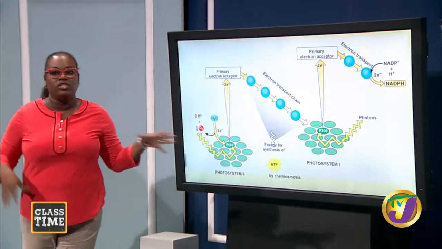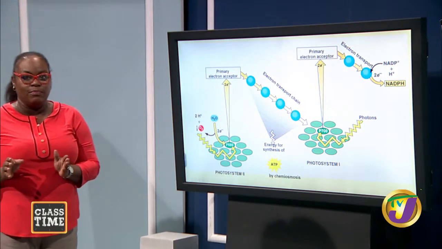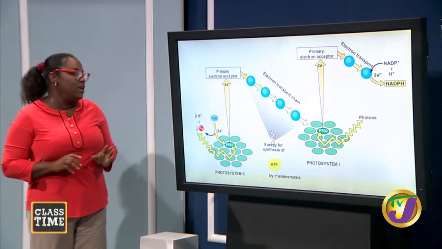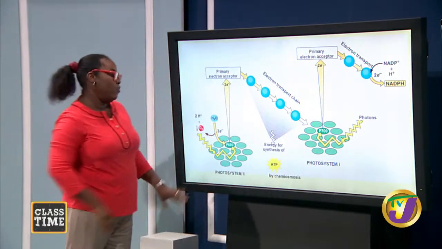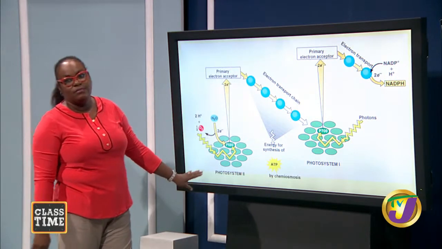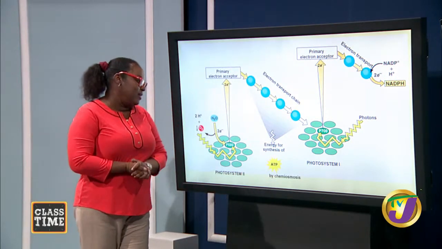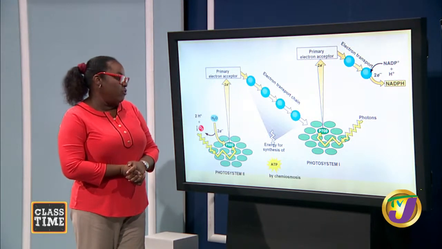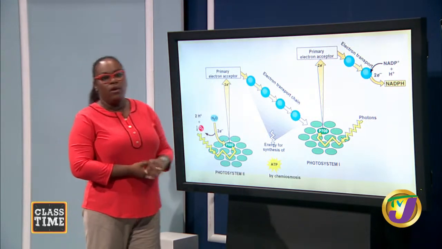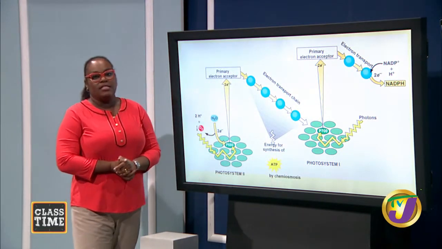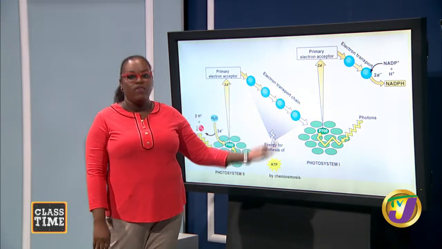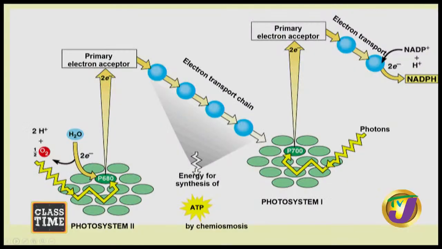Now, here we have what is commonly called the Z scheme, okay? The Z scheme comprises two photosystems: photosystem 1 and photosystem 2. Yes, they did not bother to give any fancy names to them. And just to let you know, the reason why one is called photosystem 1 and the other is called photosystem 2 is because photosystem 1 was discovered first and photosystem 2 was discovered afterwards. So that's the reason for the nomenclature.